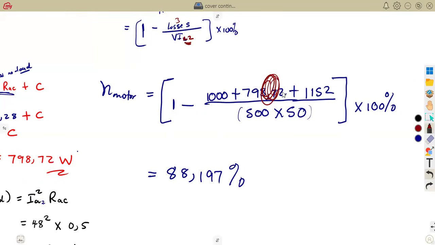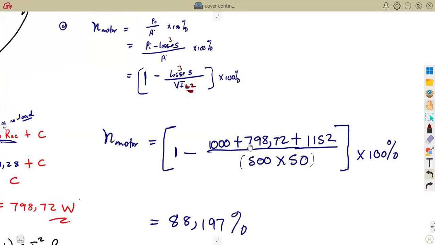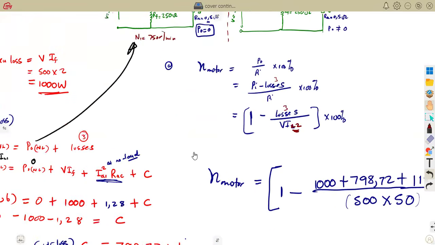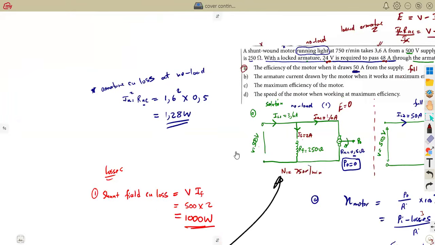Moving on to this part, our iron, friction and windage losses. This is our armature copper loss, which is at what? At full load. So it is very, very important that you consider all the 3 losses. All right, let's see another part of our question. Try to figure out how these questions can be given.